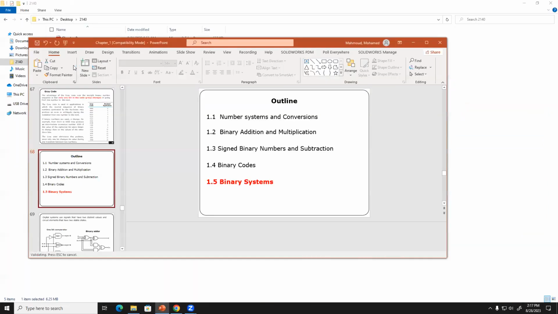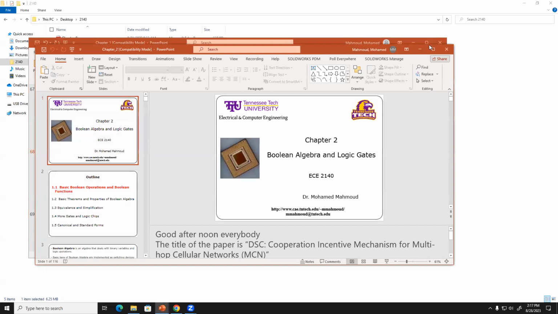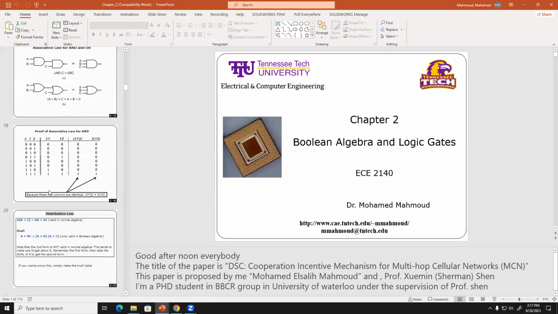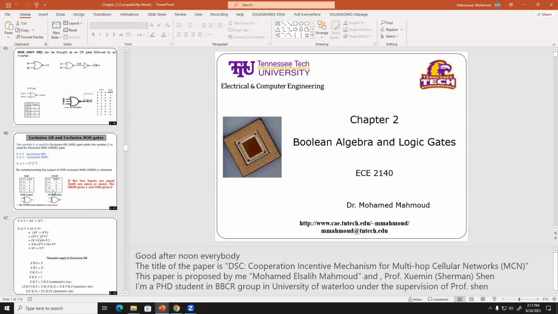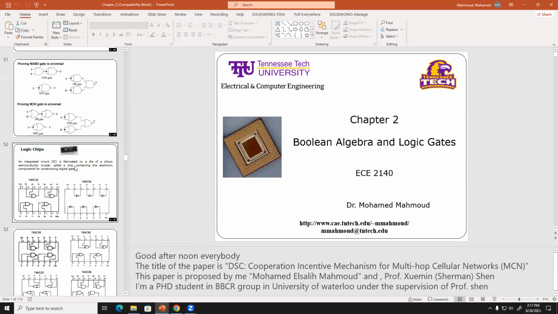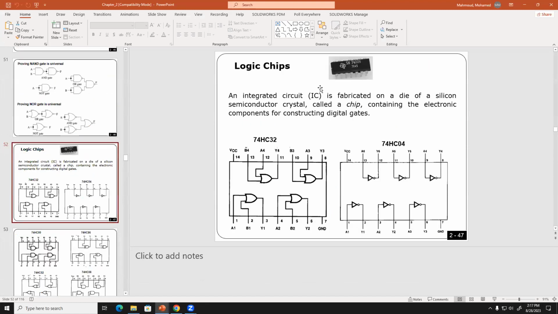I'm gonna go to chapter 2. In chapter 2, I'm gonna explain it, but because we need it for the lab, just very quickly. Here I'm telling you, this is a logic chip. Every chip has a data sheet.